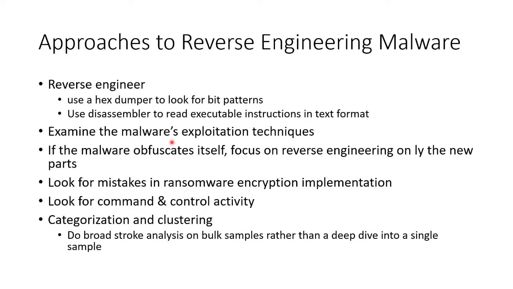You could just simply examine how the thing exploits. I mean, how does the malware actually do its thing? You could do that in a controlled environment. If the malware hides itself, if it scrambles itself, if it obfuscates itself, you could focus on reverse engineering only the new parts. You could look for mistakes in ransomware encryption implementation. Maybe you could crack the encryption.